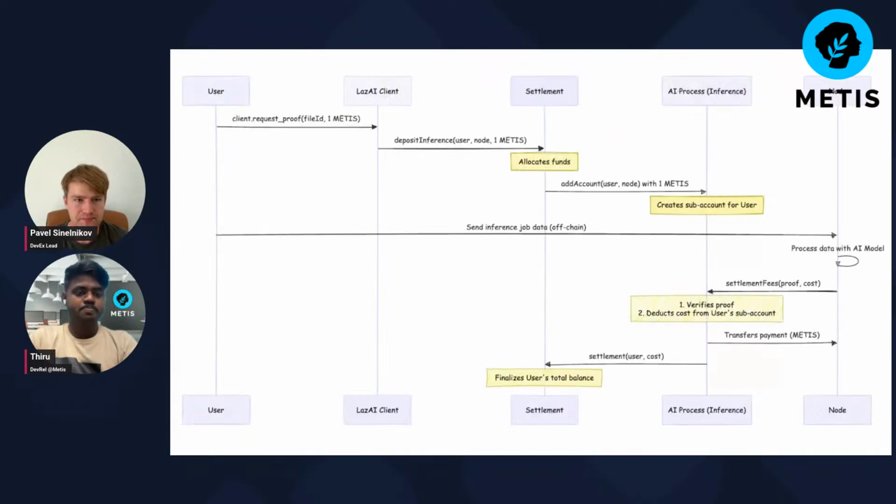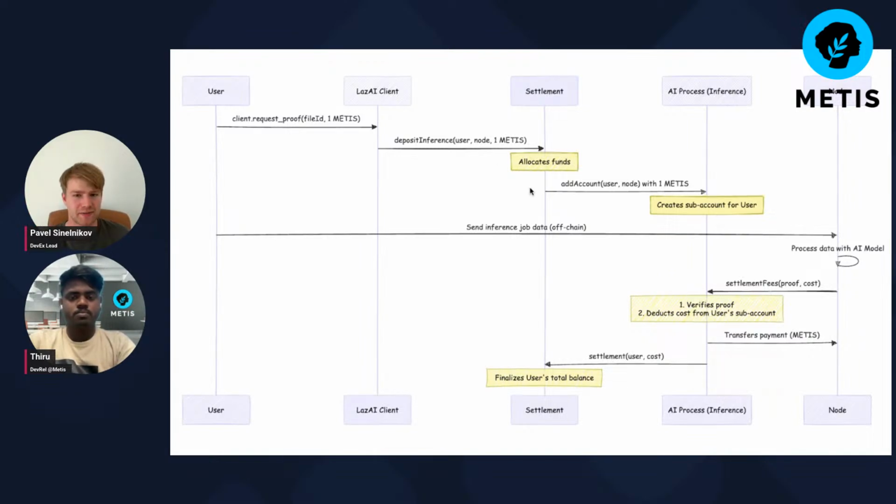So this is an overall sequence diagram of how someone would use this service. So when the client requests proof, that is when you're depositing a file. When you're trying to verify a specific file, you make that request, and then you can also make an inference off of that, using a specific node that you've assigned to make that inference request.